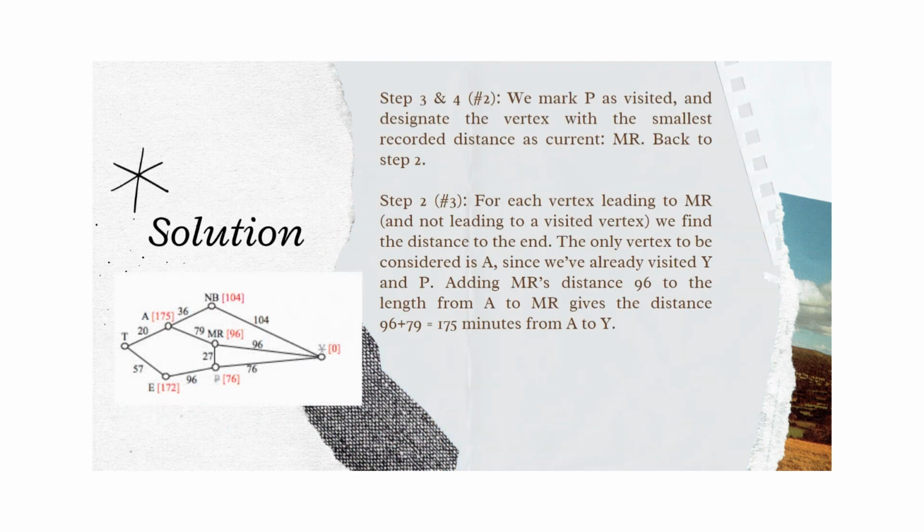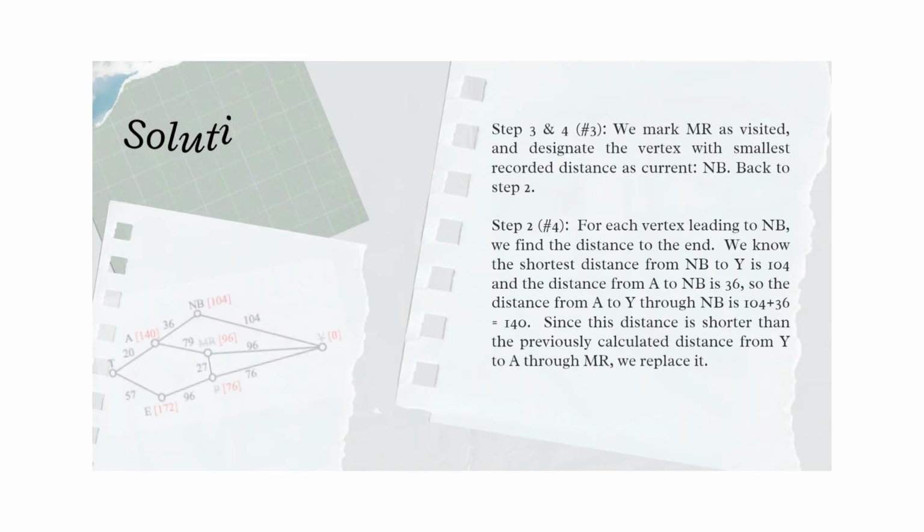Steps 3 and 4. We mark P as visited and designate the vertex with the smallest recorded distance as current, MR. Back to step 2. For each vertex leading to MR and not leading to a visited vertex, we find the distance to the end. The only vertex to be considered is A. Since we have already visited Y and P, adding MR's distance 96 to the length from A to MR gives the distance 175 minutes from A to Y.